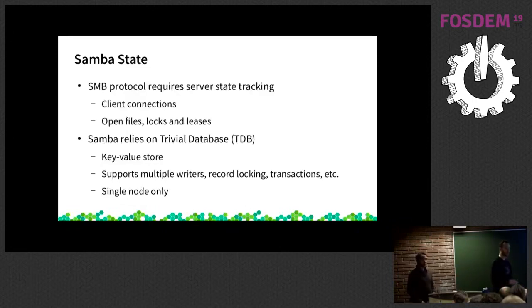With the protocol itself, we have a bunch of state which needs to be tracked by the server. For things like open files, leases, and user mapping, we store that in a database. We use TDB, or trivial database, for that on a standalone system. What was initially trivial has had a bit of feature creep, in that it now supports things like transactions and record locking. We have multiple writers, so multiple SMBD processes writing at the same time to those databases.